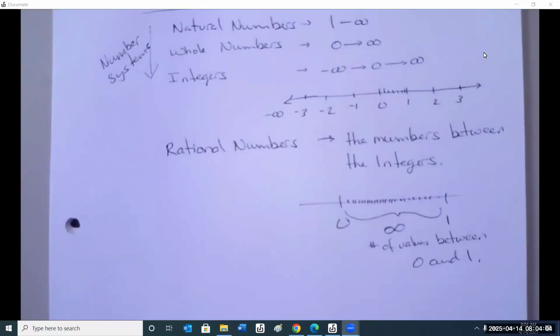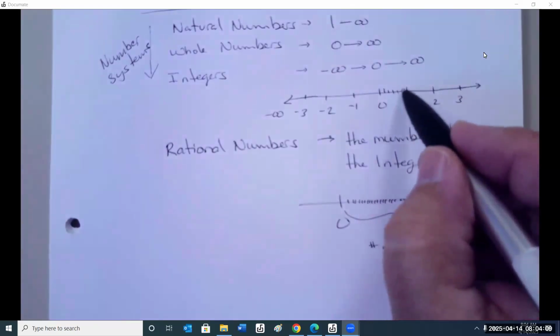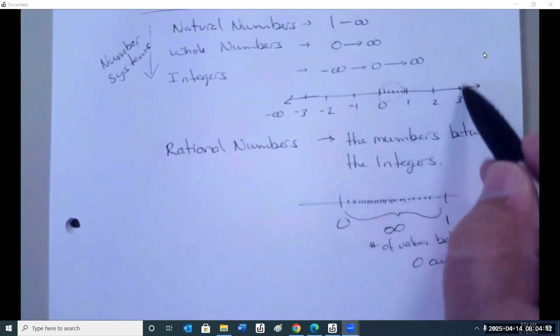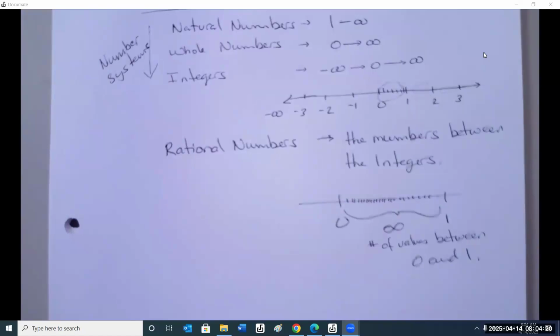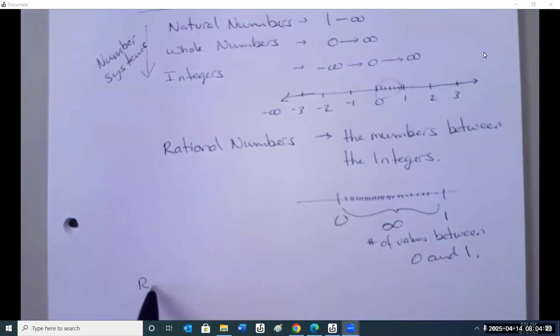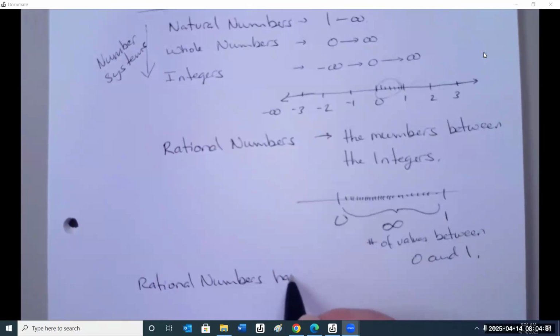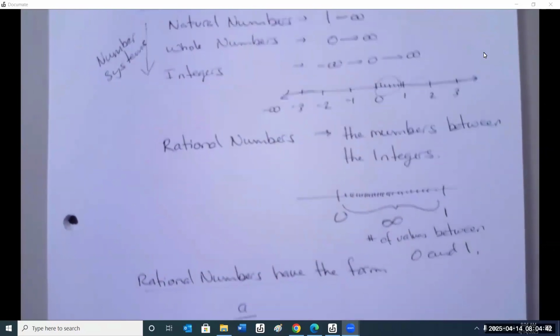So yes, when I said exploded the number of values, that's what I mean. Because that's just between here, between here, and it goes on infinitely. So that's a pretty big jump of numbers that we have. How do we do that? Rational numbers have the form A over B.